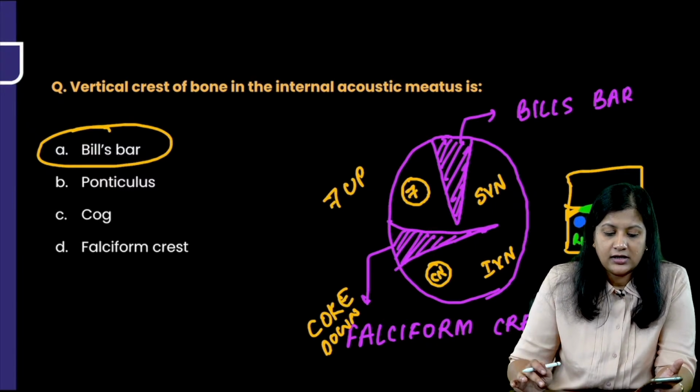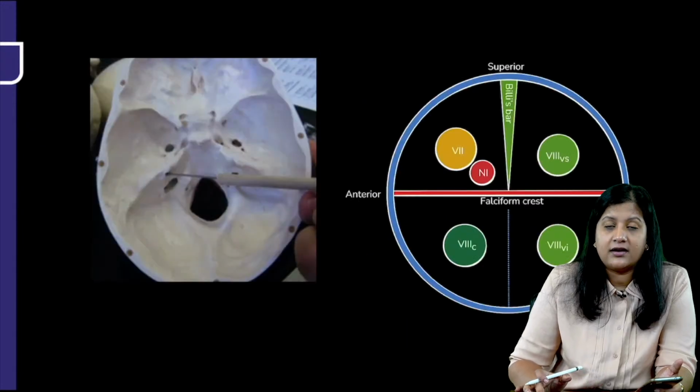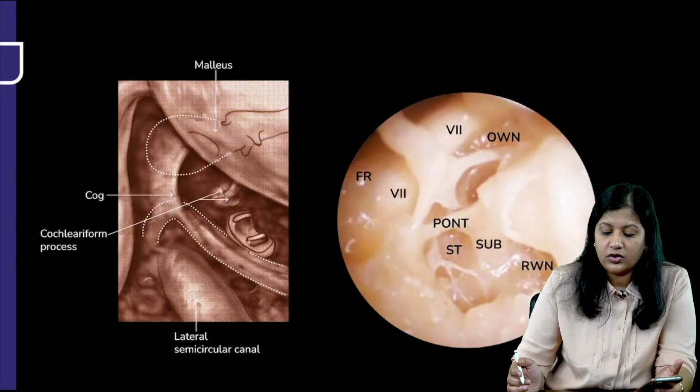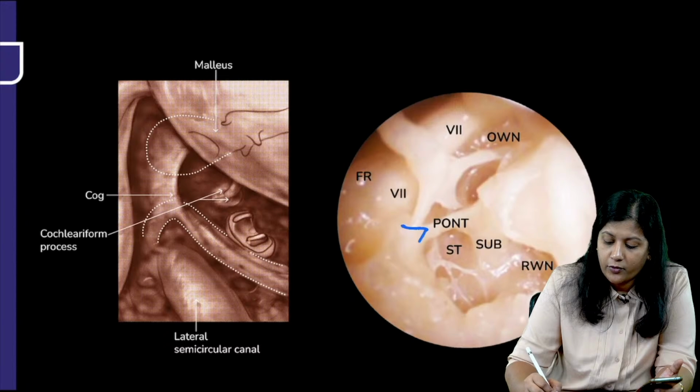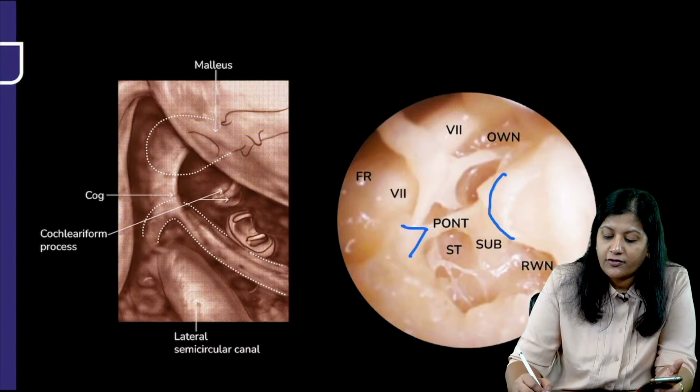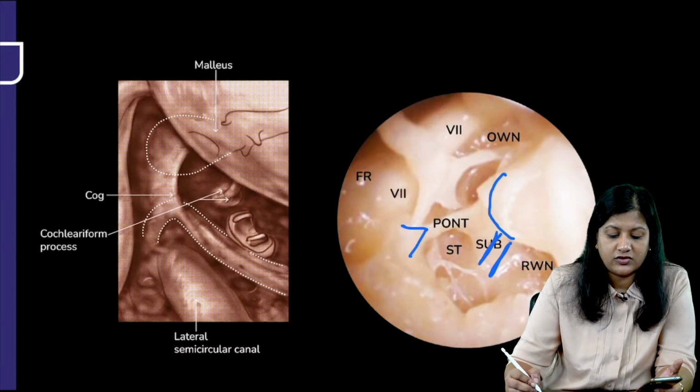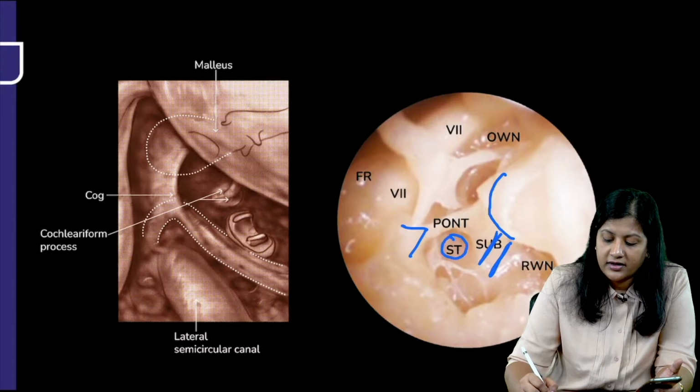Okay? So let's go and see the anatomy again here. So you can see ponticulus is from the pyramid to the promontory, and from the promontory to the round window you have the subiculum, and here you have the sinus tympani.